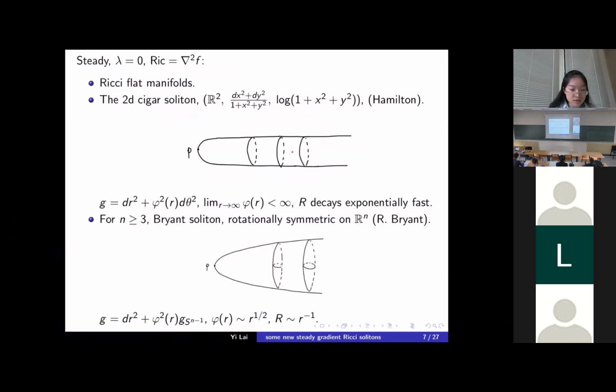So if you take a sequence of points going to infinity, and you consider the limit of these pointed manifolds, then it will converge to S1 times R. It will converge to a flat cylinder. So the flat cylinder has 0 curvature, but it does not have Euclidean volume growth. So this one is collapsed, which implies that the cigar soliton is also collapsed.